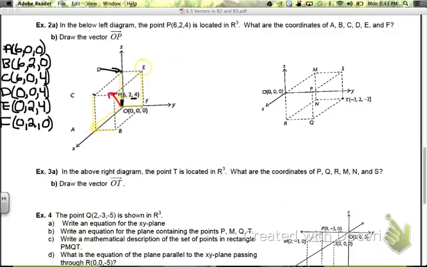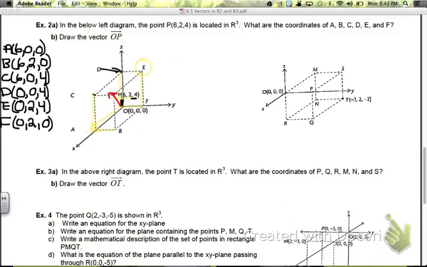So now let's continue looking at our next example. In the above right diagram, the point T is located in R3. What are the coordinates of P, Q, R, M, N, and S? And then we want to draw our vector OT. Again, very similar to our last example, it's just we have a different point.